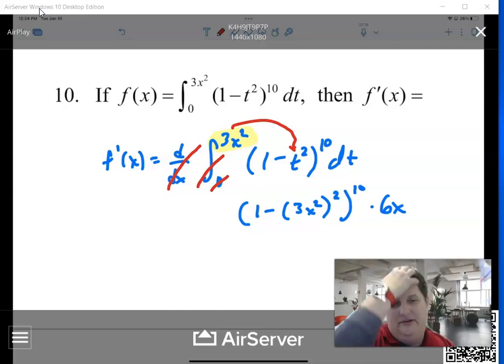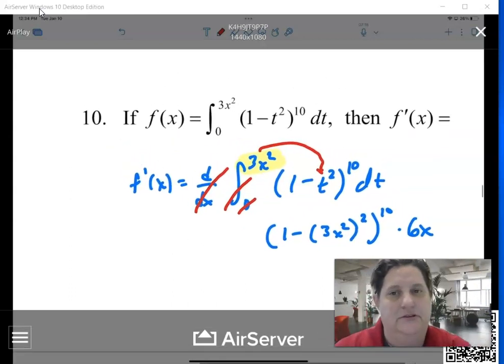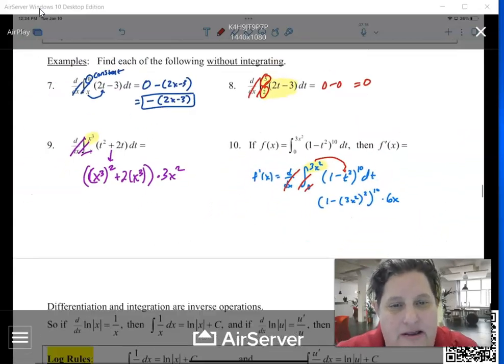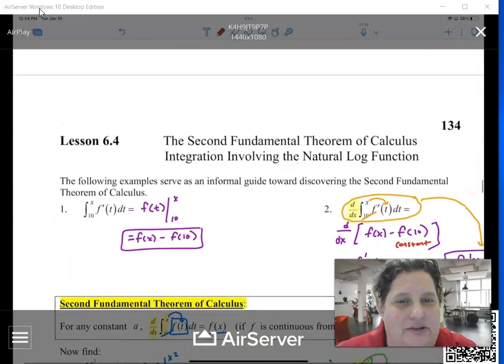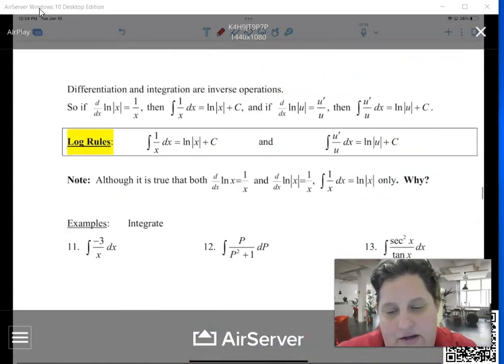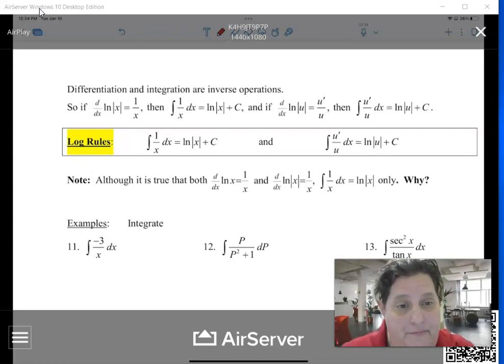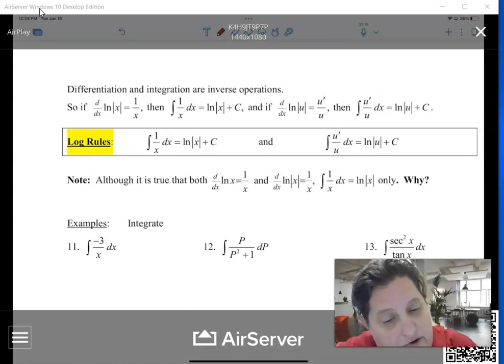It's basically just like the second fundamental theorem. Derivatives and integrals are opposites of each other. Oh my goodness gracious. All right, fairly easy. So because the second fundamental theorem is so easy, we're going to talk a little bit about logs as well, right? Now guys, we know some derivatives. We know the derivative of ln of x is 1 over x, right? And we know the derivative of ln of u is u prime over u.